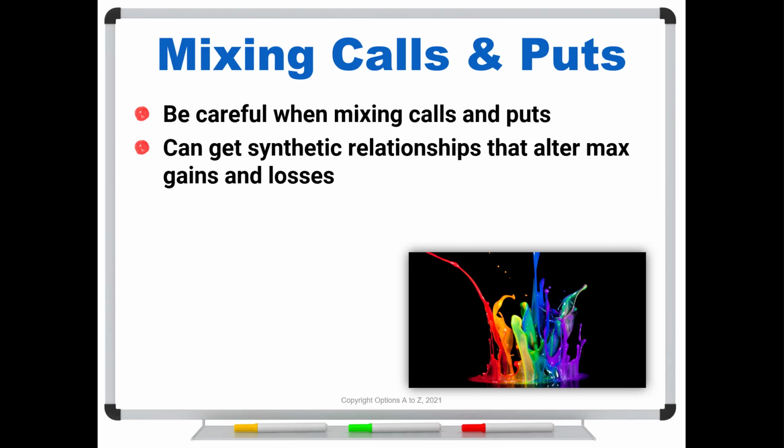So if you're ever unsure, just throw it into something like Excel or Thinkorswim's Analyze tab. A lot of the brokers will let you do hypothetical positions to see what those max gains and losses will be. So until you get really good at understanding these, I would always do that as a backup measure.